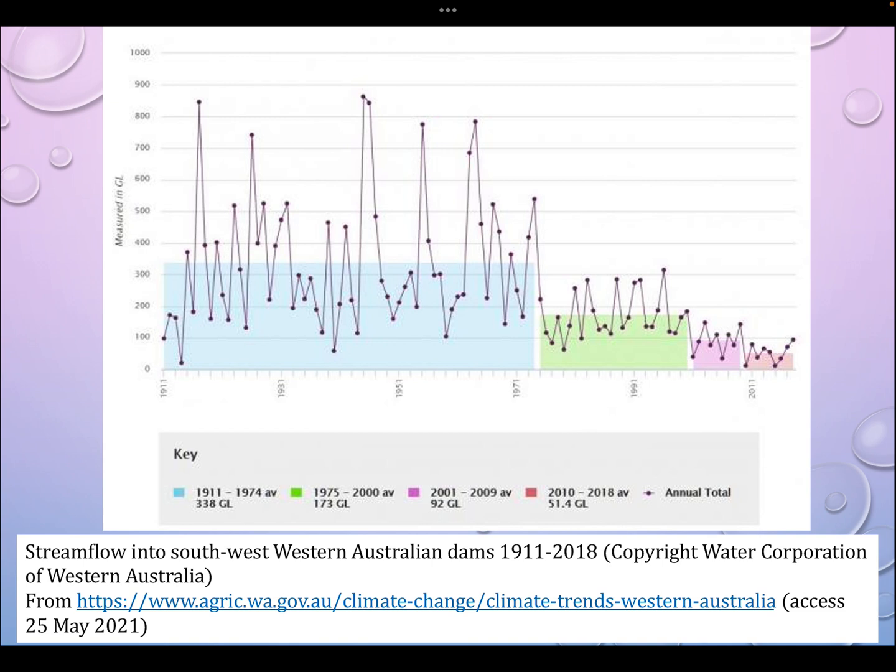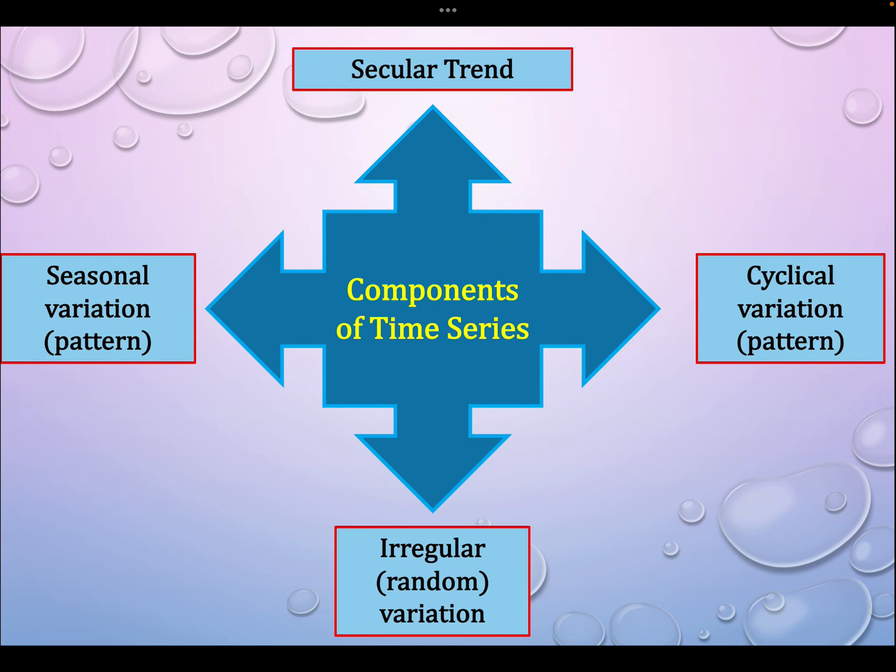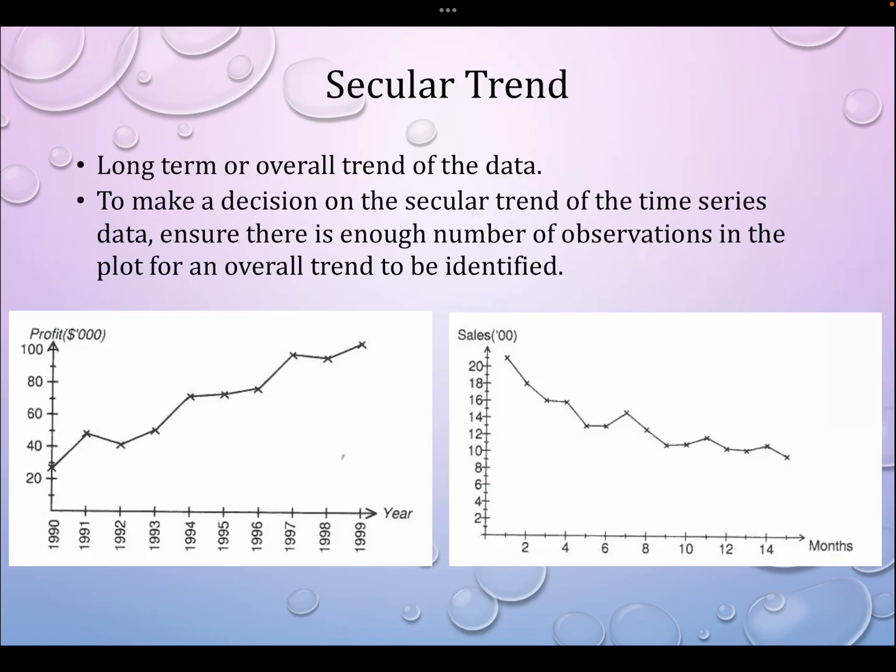Useful information. Now, for time series data, we need to look at the components such as the secular trend, the cyclical variation, irregular variation, or the seasonal variation. Let's look at these 4 different components. First one is called the secular trend. It's the long-term or overall trend of the data. To make a decision on the secular trend of the time series data, you must make sure that there's enough number of observations in the plot for an overall trend to be identified.